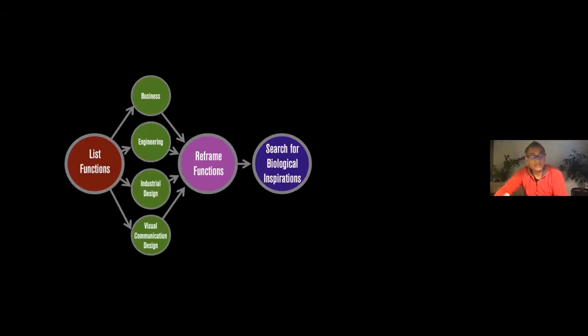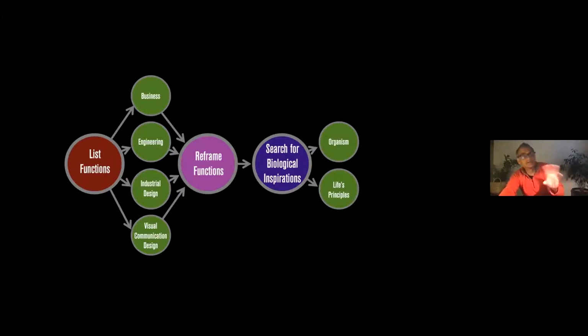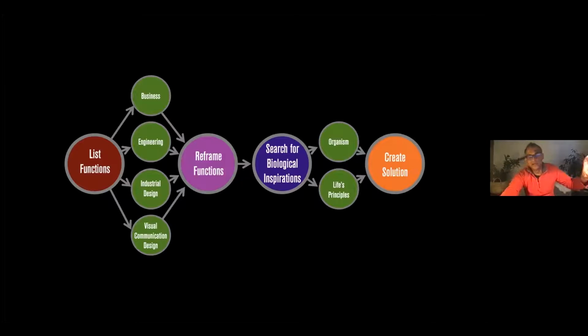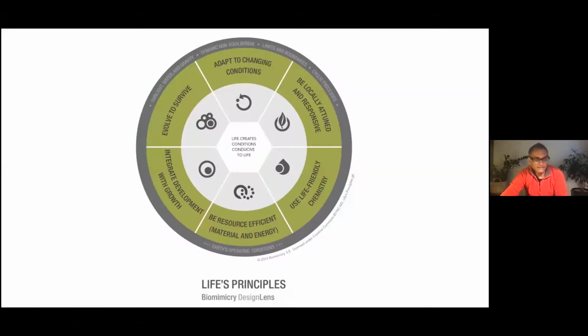If you have a list of functions, I need my product to fold, to conserve energy, to be easy to clean, to be small, to be compact, et cetera, et cetera. You have a series of functions that you need your product to solve. You can reframe those questions in biological terms. Then you search for biological inspirations, and you can do it in one of 2 ways. Either you look at an organism like a whale or some fish or the beetle or the bat, etc., or you look at principles in life, and I'll talk about that in just a bit. And then you come up with your solution. So this becomes sort of the strategy or the process for doing biologically inspired design.